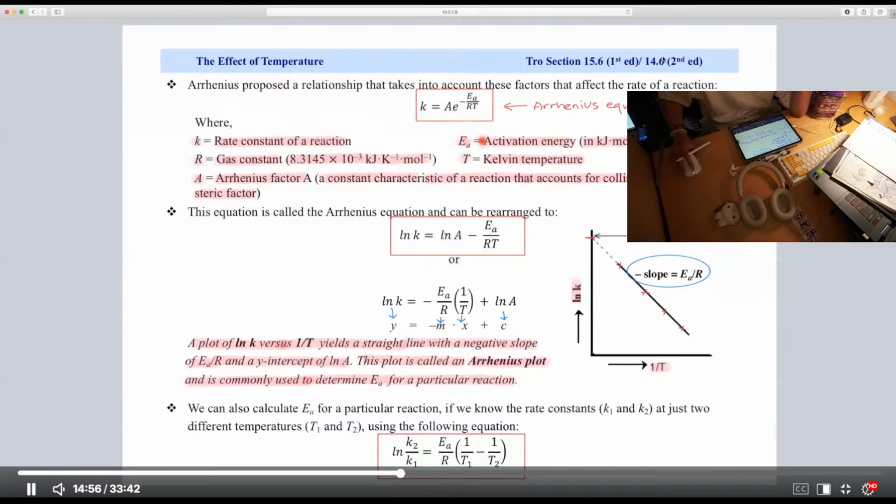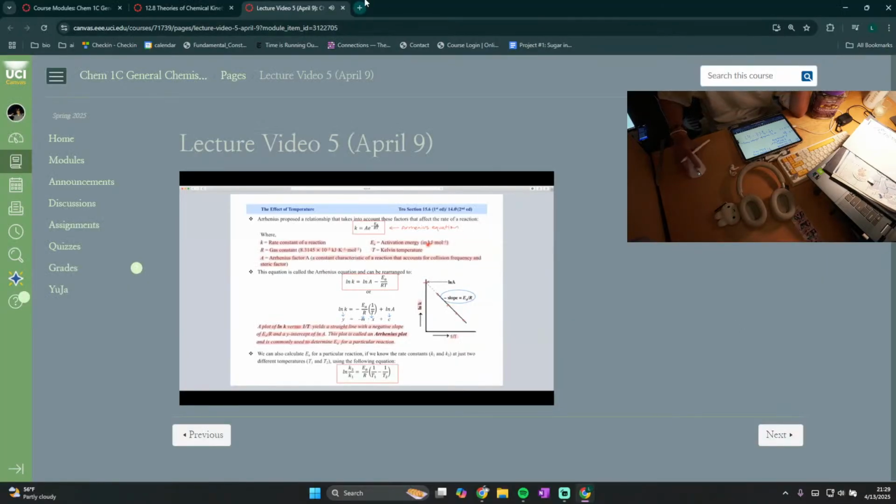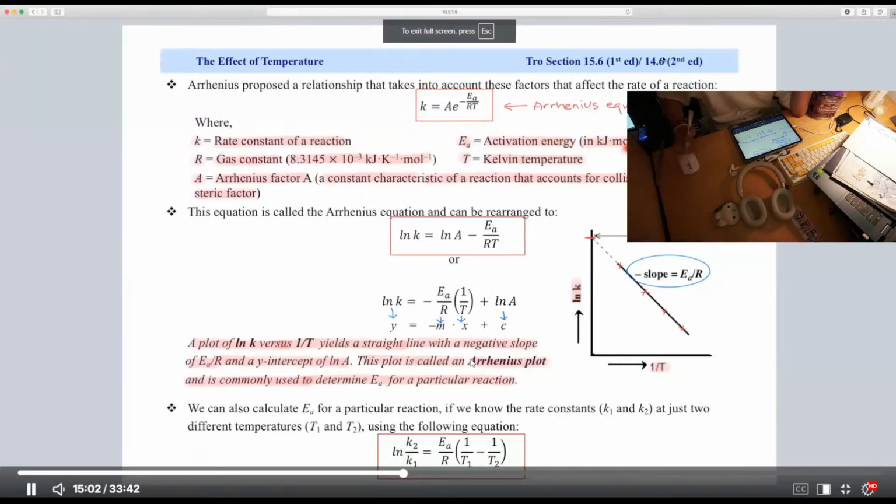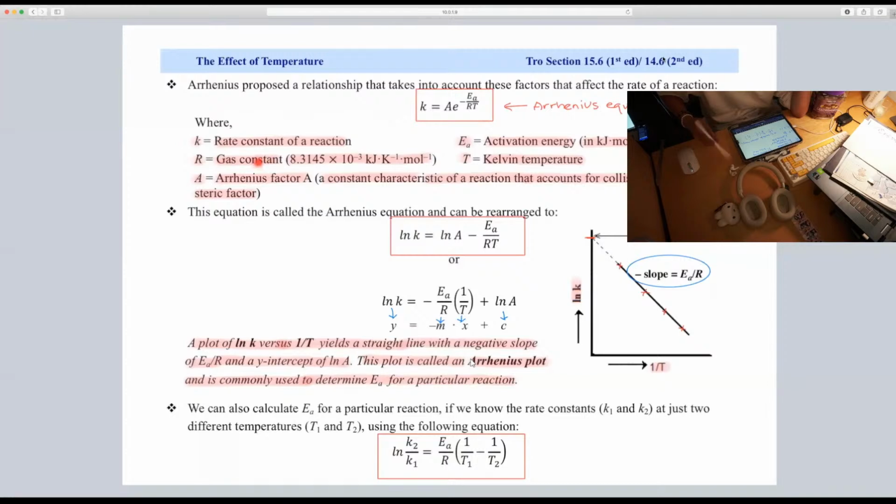A, remember, is activation energy, and activation energy is always given in units of kilojoules per mole. R is the gas constant. Remember when we looked at gases, there are two gas constants. One is given in units of liter atmospheres per Kelvin per mole, and the other is given in SI units, which is joules per Kelvin per mole. We want to keep everything in SI units, so we're going to use 8.3145, which is the gas constant in joules per Kelvin per mole.